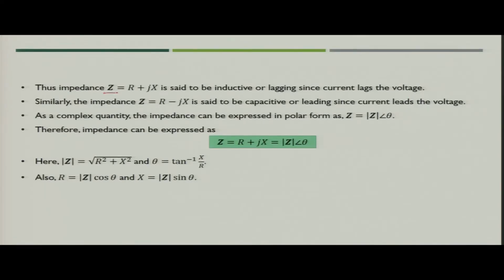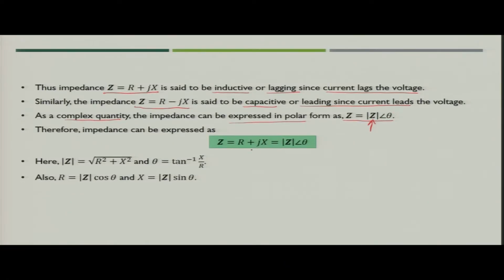Now, impedance is Z is equal to R plus jX. It would be inductive when it is lagging, since the current lags the voltage. When Z is equal to R minus jX, it is capacitive because the current leads the voltage. If we have to represent the complex quantity Z in polar form, we write simply Z is equal to mod of Z, that is the magnitude of the impedance Z, and angle theta.